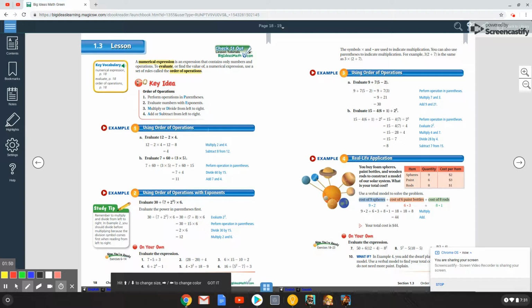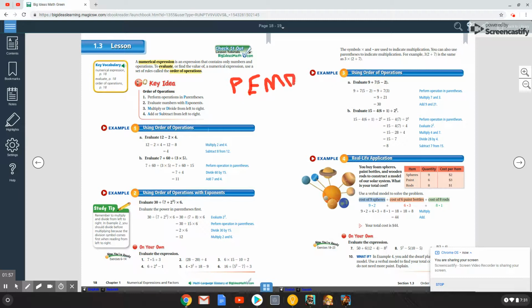So, order of operations is known as PEMDAS. And if you're wondering, well, Rishi, what is PEMDAS? I will tell you. In PEMDAS, each letter stands for a word and which operation we do first, which is why it's called order of operations. It tells you which way you should do the operations and in which order.